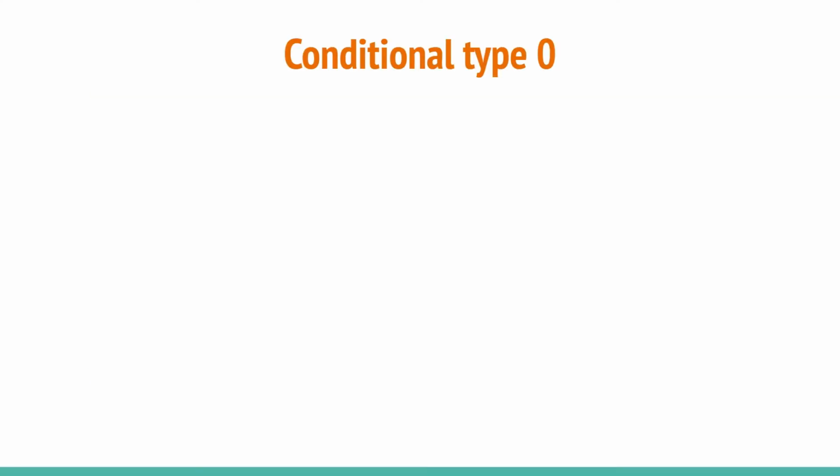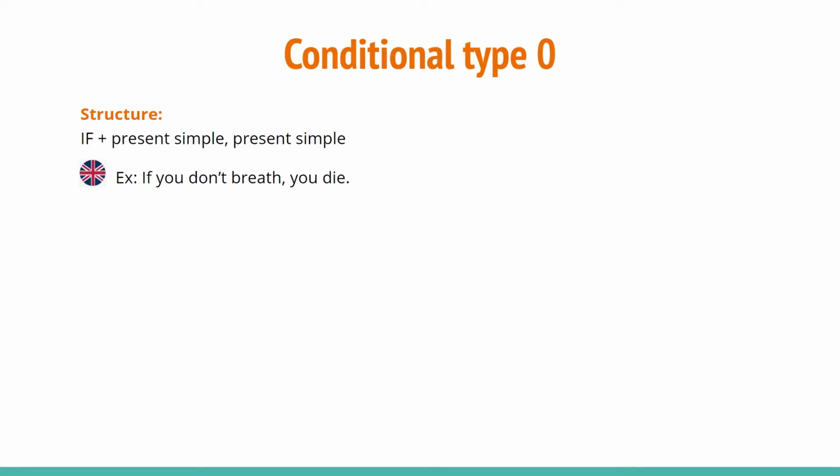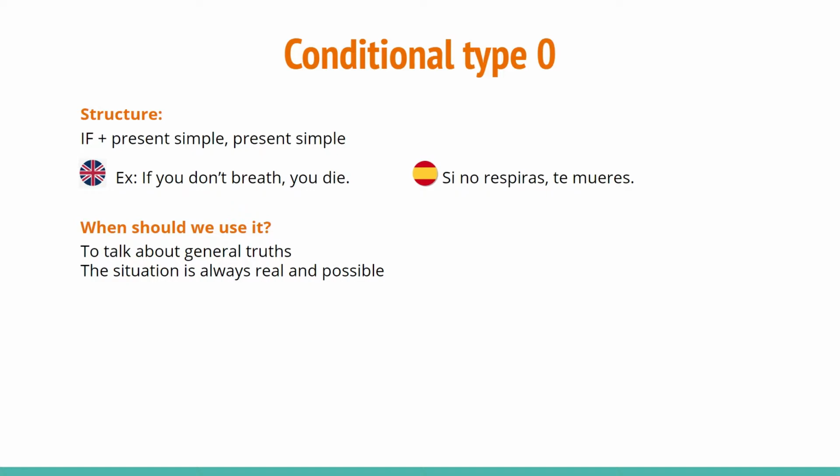First of all, the conditional type 0. The structure for this conditional is the word if plus present simple in the first sentence, and in the second sentence we have to add the present simple once again. For example, if you don't breathe, you die, which means si no respiras te mueres in Spanish. When should we use this type of conditional? To talk about general truths and when the situation is always real and possible.